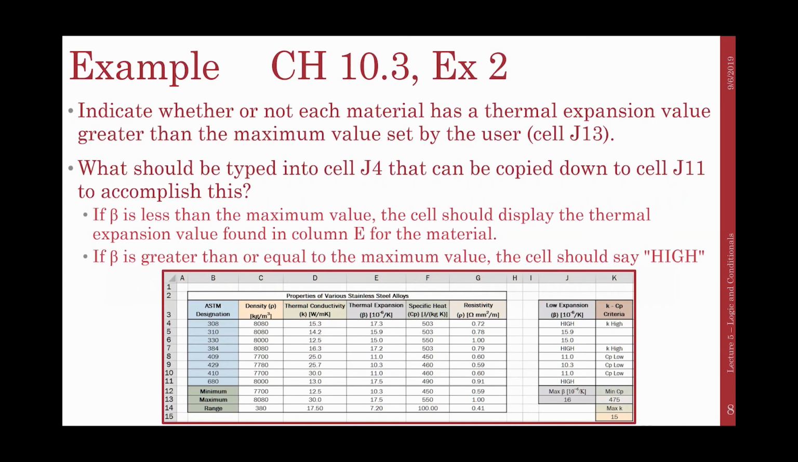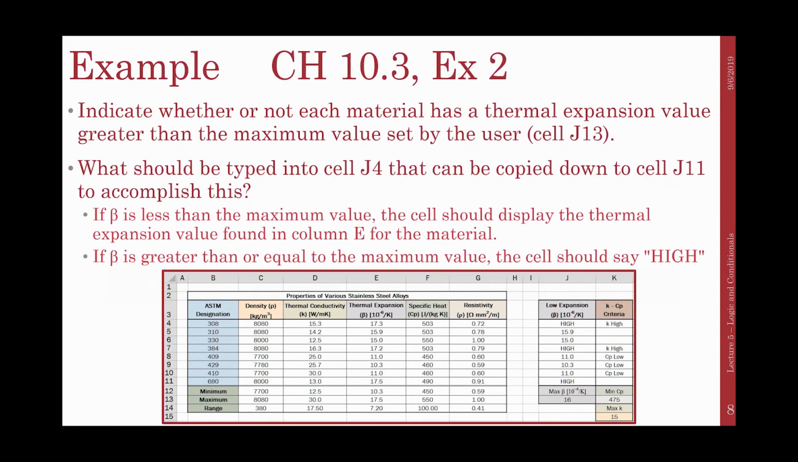Let's look at another example where we want to indicate whether or not each material has a thermal expansion value greater than the maximum value set by the user, which is in cell J13. We're trying to figure out what should be typed into cell J4 that can be copied down to cell J11 to accomplish this. And our logic is if beta is less than the maximum value, the cell should display the thermal expansion value from column E. If it's greater than or equal to the maximum value, they should display the word high.